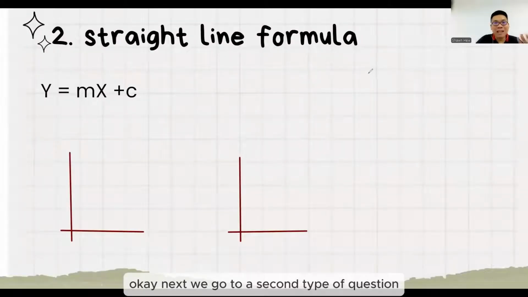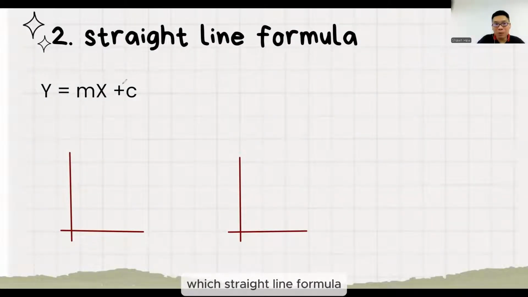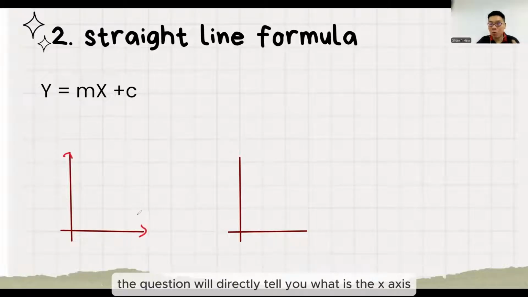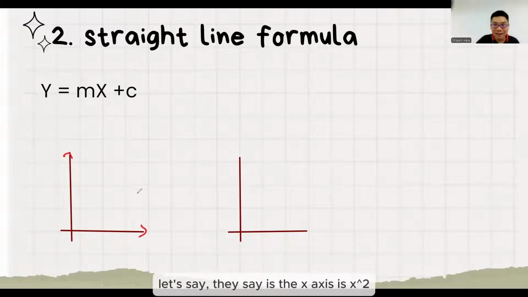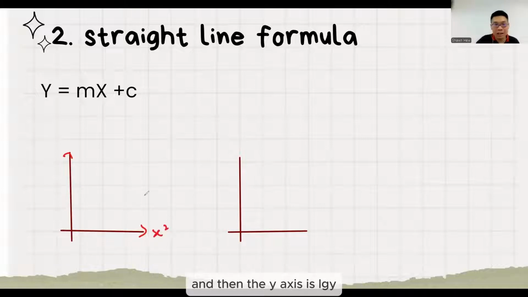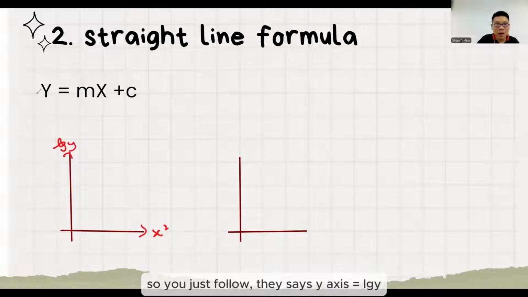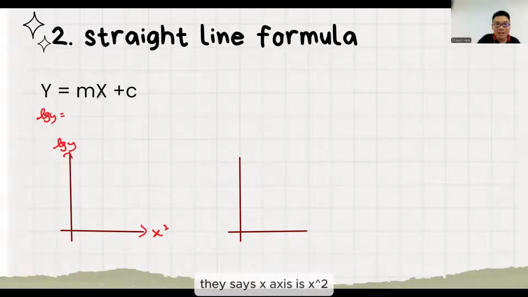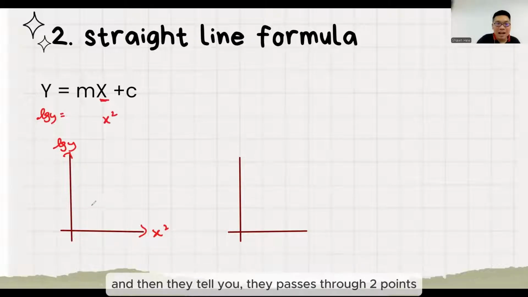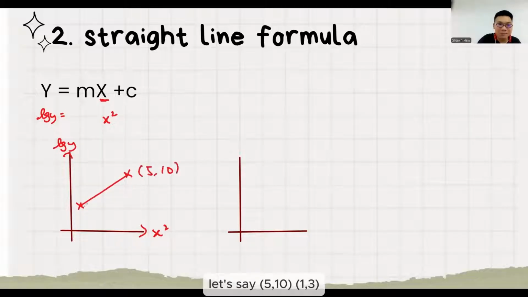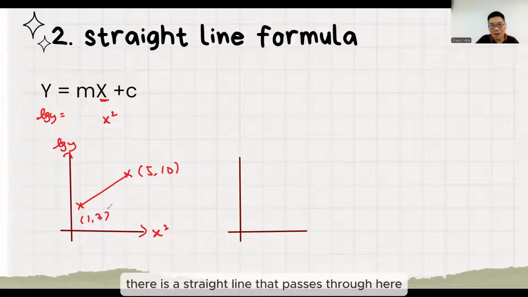Next we go to the second type of question, which is the straight line formula, y equals mx plus c. Sometimes the question will directly tell you what the x-axis and y-axis are. Let's say they say the x-axis is x squared, and the y-axis is LGY. They tell you the line passes through 2 points. Let's say 5, 10, and 1, 3. There's a straight line that passes through here.